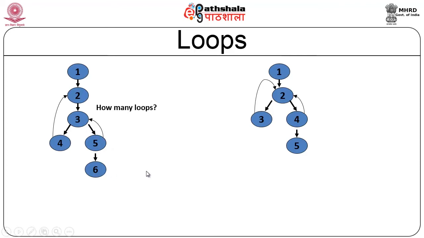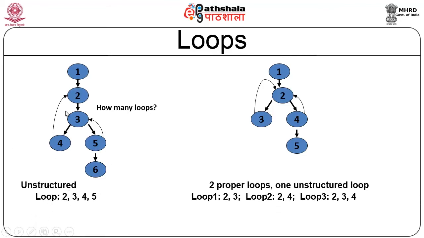So, what is the problem here? The problem is that this is unstructured, where there is a loop 2, 3, 4, that is one loop, and the other one is 2, 3, 5, that is one more loop. Whereas on the other hand here, this is very clear in the sense that this goes back here, whereas this goes back here. So, multiple entry and multiple exit. So, here two proper loops and one unstructured loop.